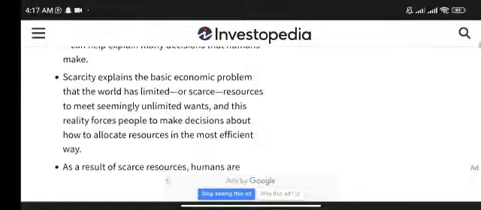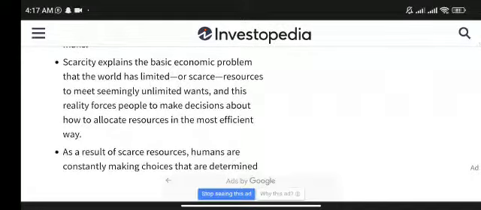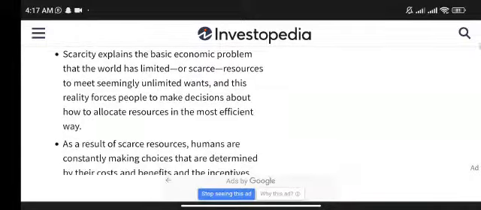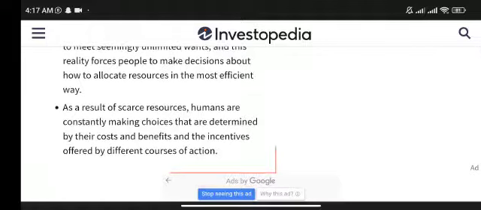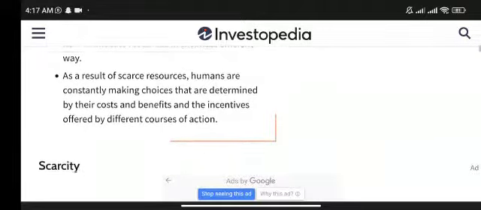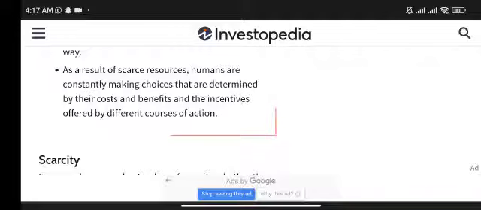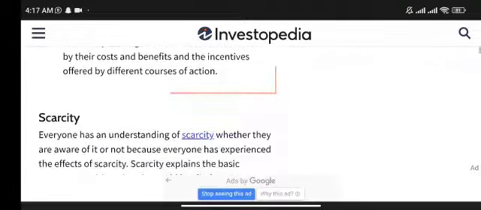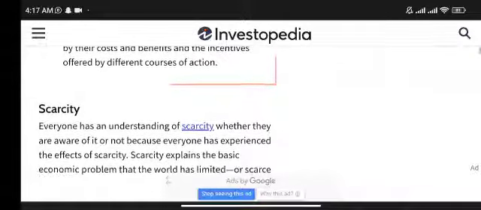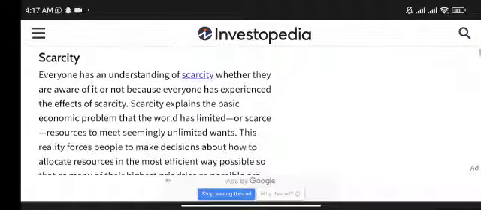Scarcity explains the basic economic problem that the world has limited or scarce resources to meet seemingly unlimited wants, and this reality forces people to make decisions about how to allocate resources in the most efficient way. As a result of scarce resources, humans are constantly making choices that are determined by their cost and benefits and the incentives offered by different courses of action.